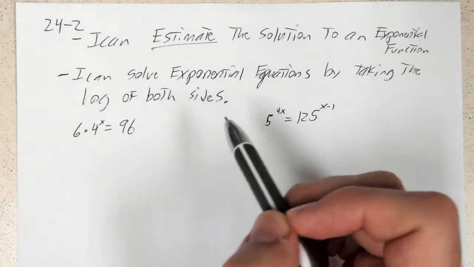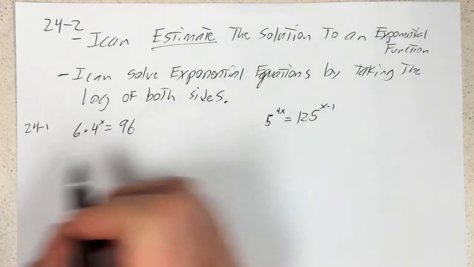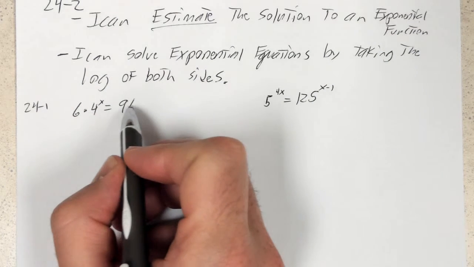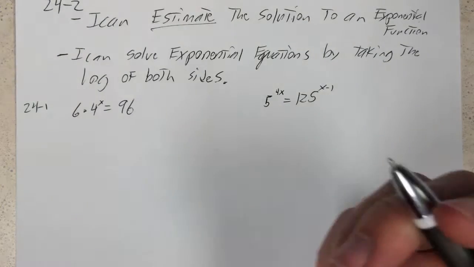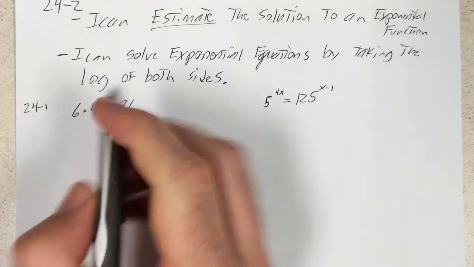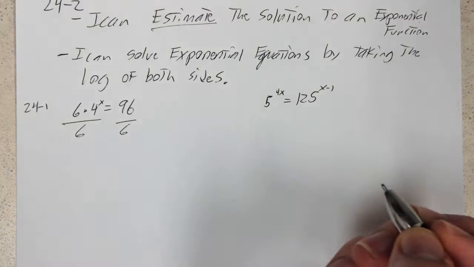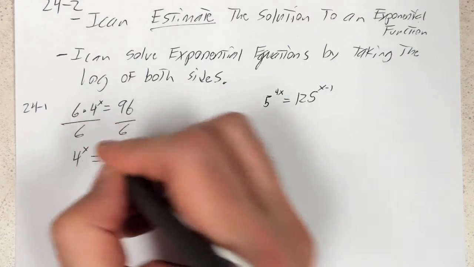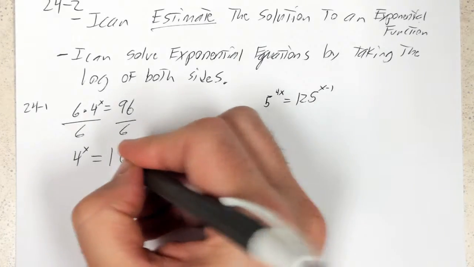But just to hit the few things that are in 24-1 here, if we're given 6 times 4 to the power of x is equal to 96, we just want to solve this for x. Just like any kind of Algebra 1 solving, we want to get the unknown by itself. So the first thing we're going to do is divide by 6. We get 4 to the x is equal to 96 divided by 6, which turns out to be 16.